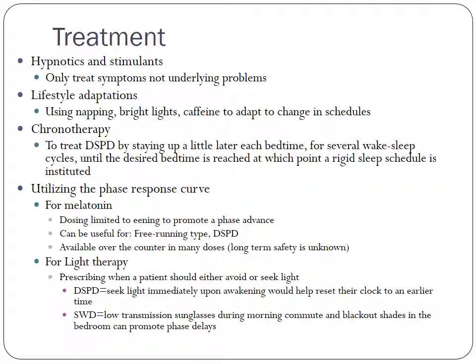Then with SWD, low transmission sunglasses during morning commute and blackout shades in their bedroom can help promote phase delays. So with shift work disorder, if they keep their environment dark right before they go to bed and then keep their sleeping environment very, very dark, this helps them to sleep a little bit longer, get a little bit better quality of sleep, to help keep them the way they would like to be. Let's go to our next slide.